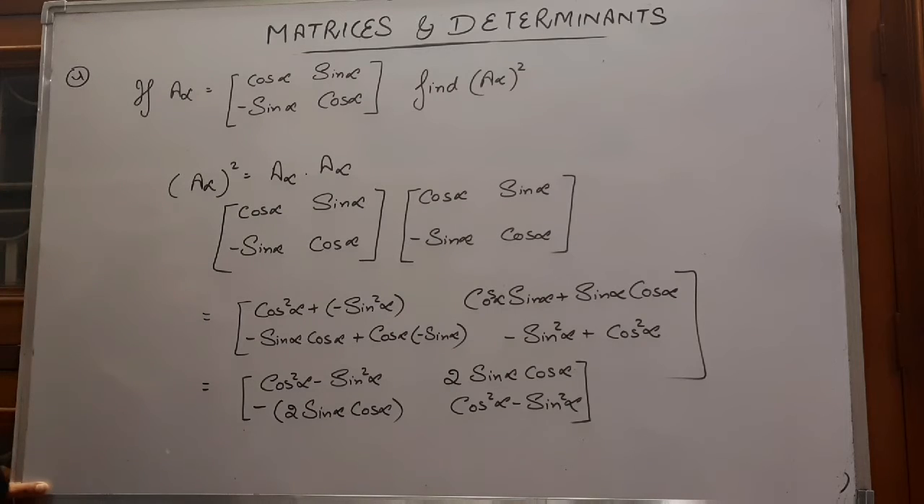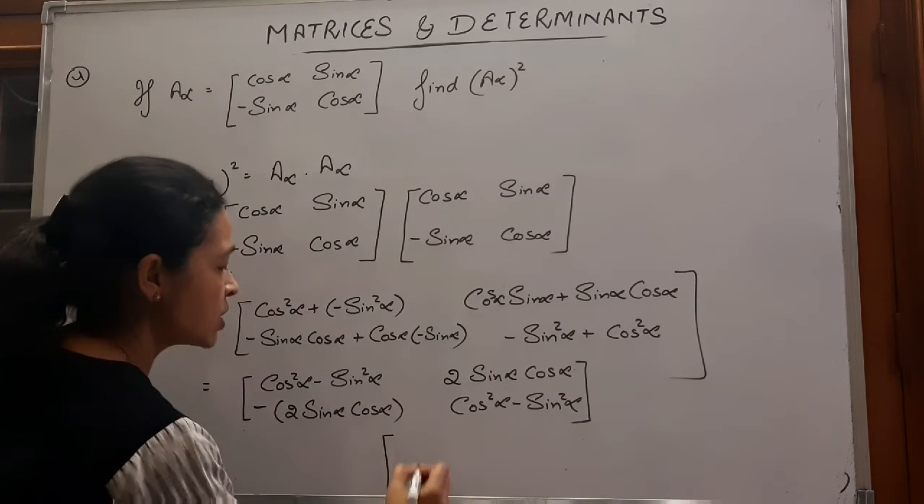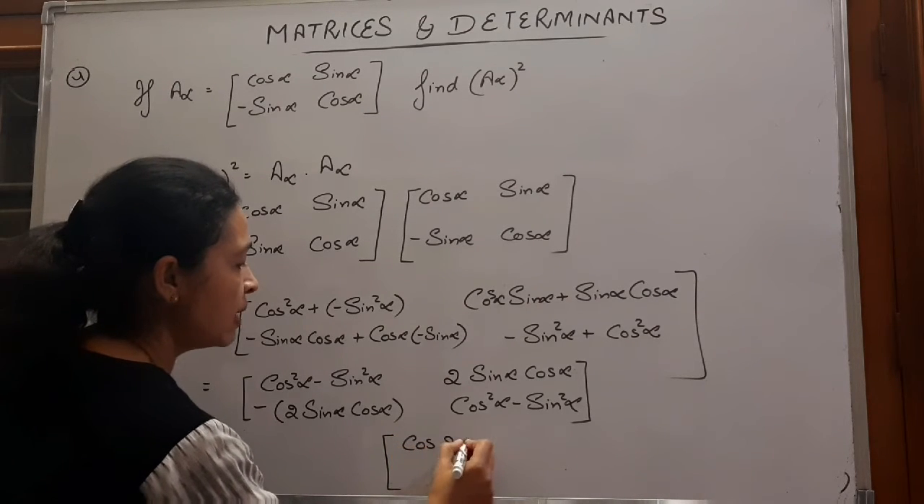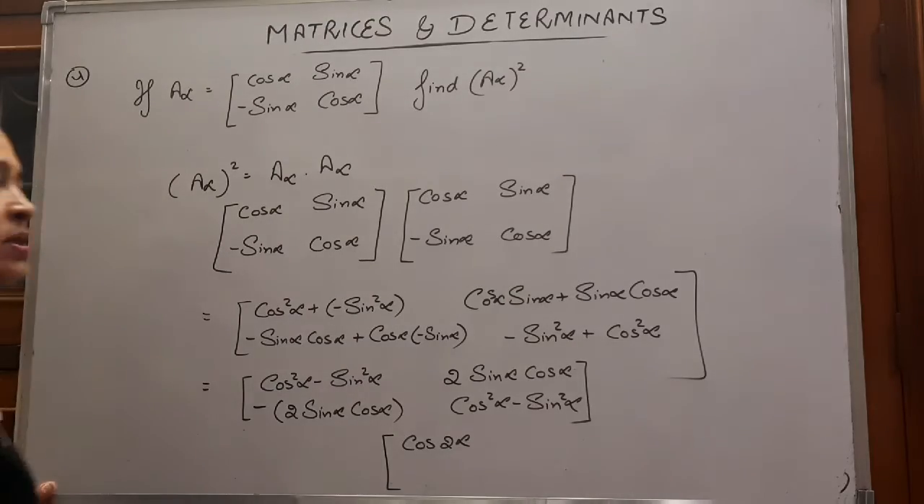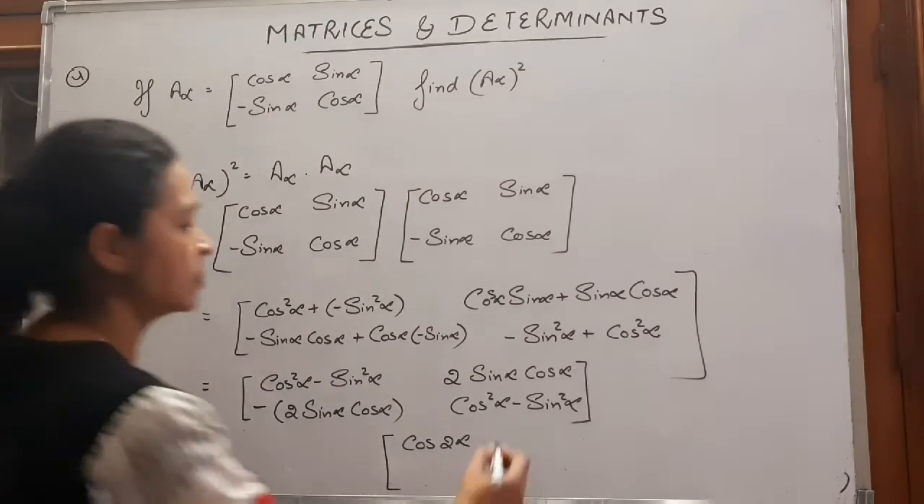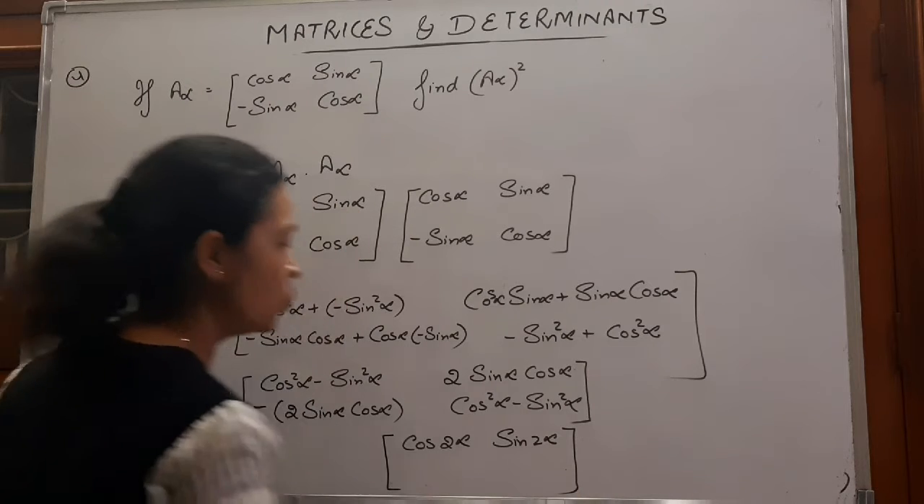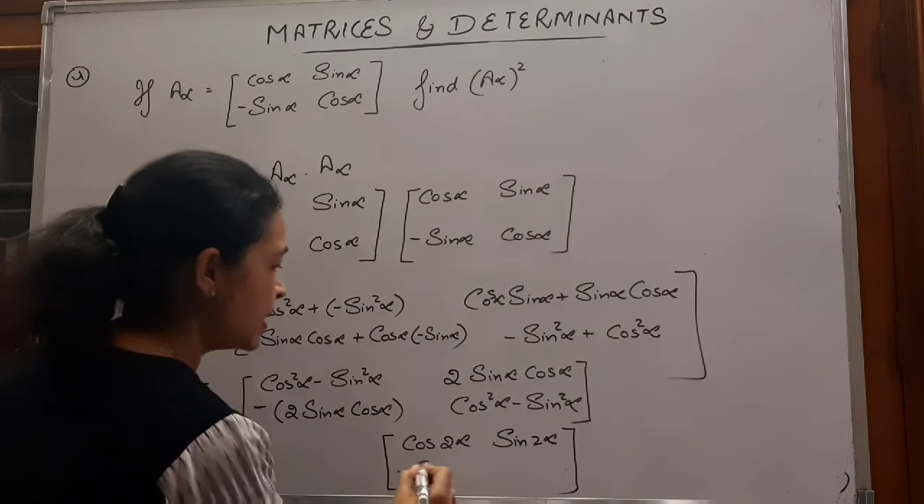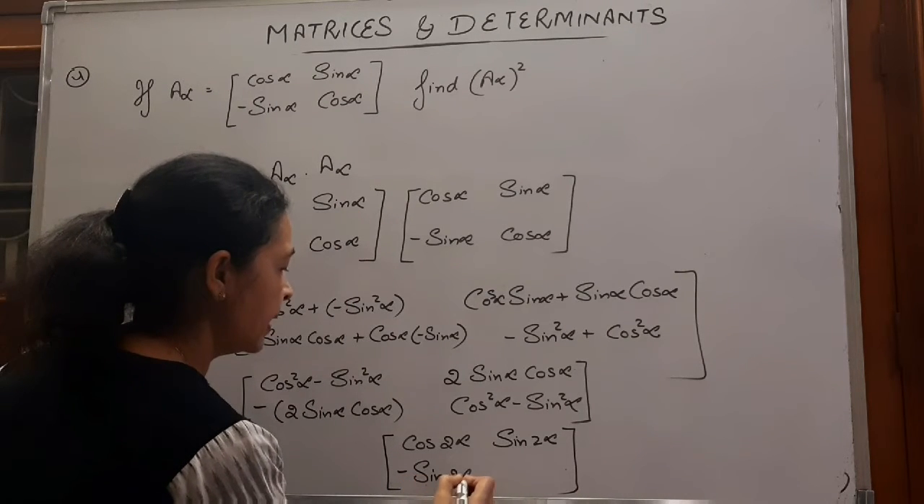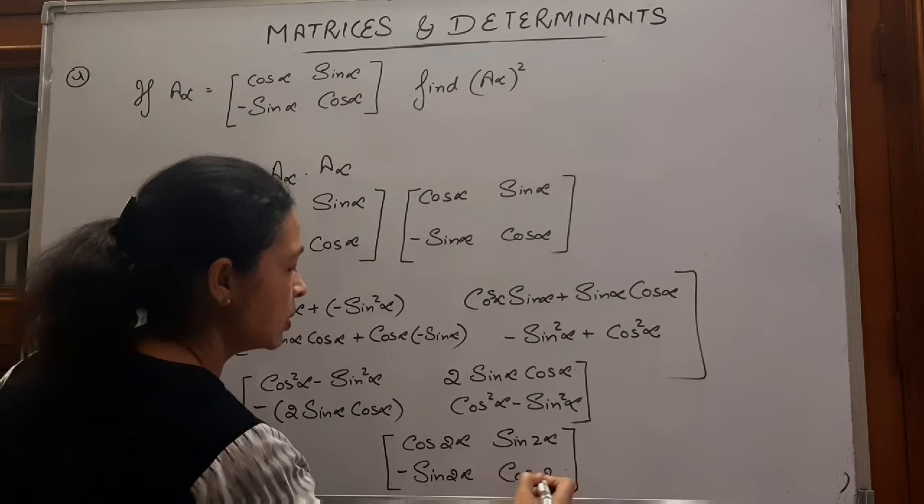What is cos square alpha minus sin square alpha? This is the formula for cos 2 alpha. And what is 2 sin alpha cos alpha? Sin 2 alpha. 2 sin A cos A is sin 2A. Here minus sin 2 alpha. And here we again get cos 2 alpha.